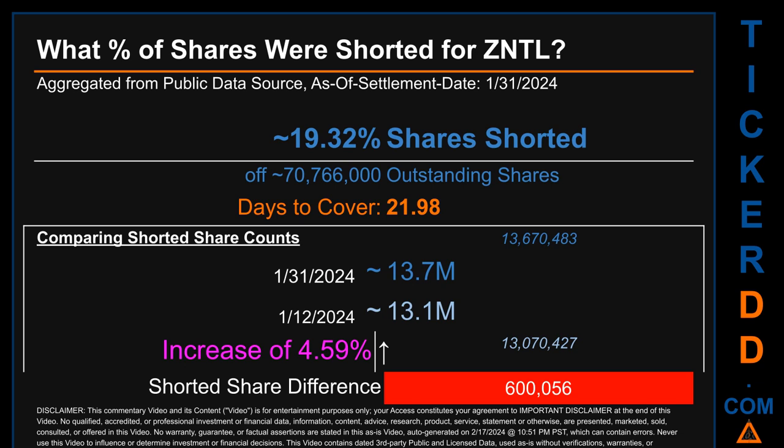Days to cover is 21.98. When I compare the current 2-week period data snapshot against the previous period, ending in settlement date, the 12th of January 2024, I find that the current snapshot had roughly 600.1 thousand more shares shorted. This means that, compared to the previous snapshot, the current snapshot has an increase of 4.59% of shorted shares.